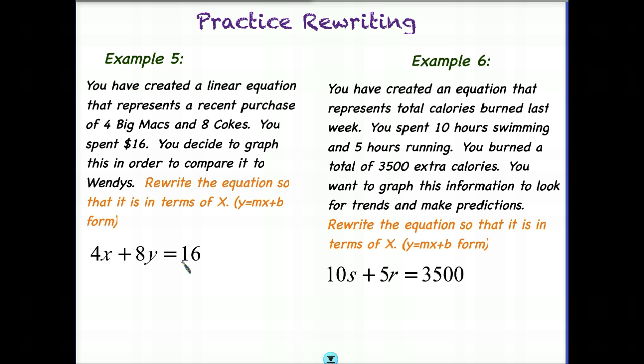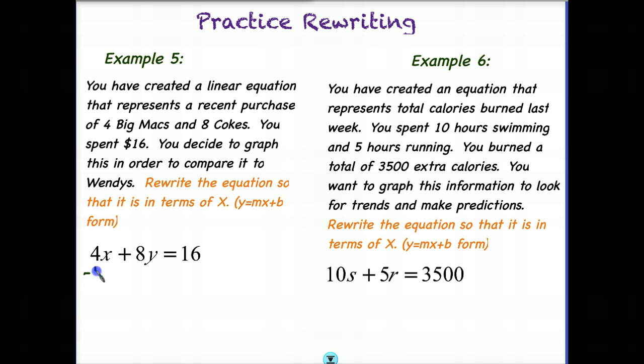Now I could make a table of values and I could graph it that way, but it's a lot easier to set it up as y equals mx plus b because that's slope-intercept form, meaning I know the y-intercept, I can plot that. If I know the slope, I can just do rise over run, plot another point, and it's easy for me to graph this equation. So in order to do that, I need to rewrite this in terms of x. So first thing is then to move 4x to the other side because I'm going to leave y right here so that it will be y equals mx plus b.